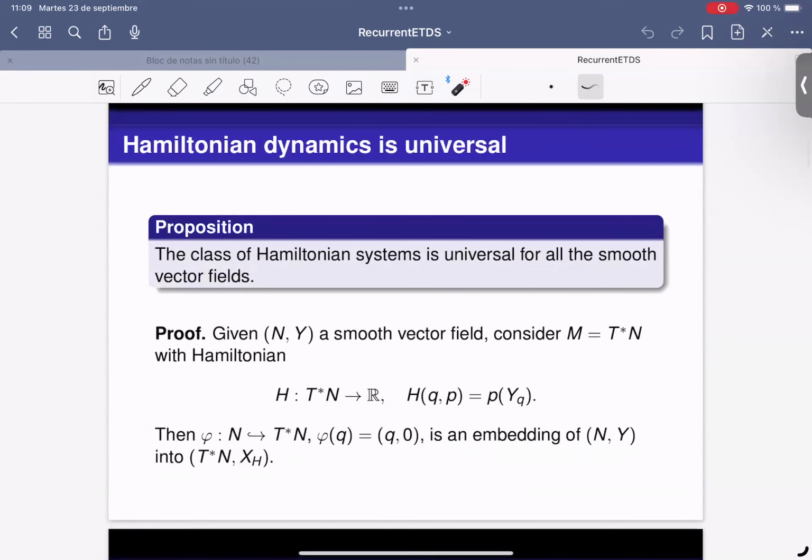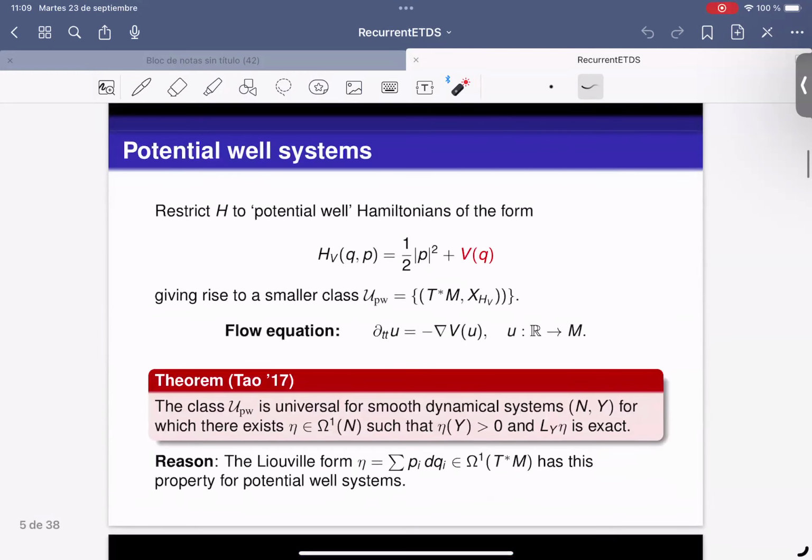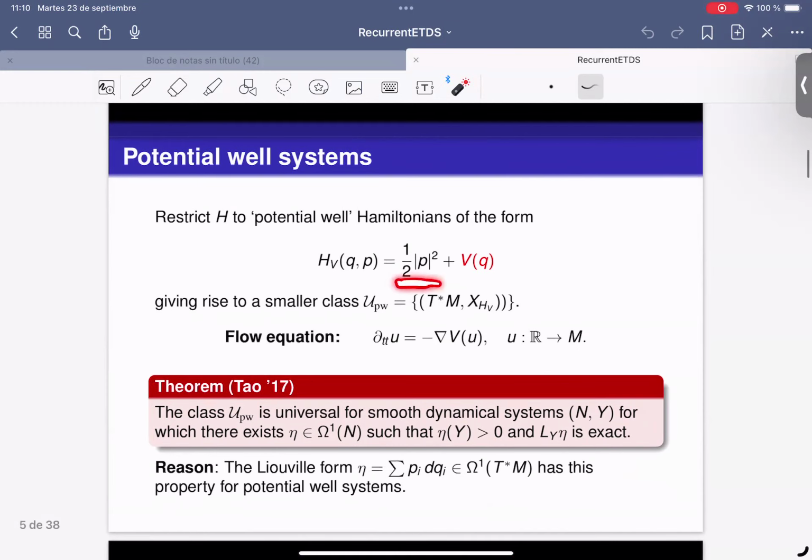Every smooth vector field can be represented as a Hamiltonian system. But obviously you can tell me, okay, but the Hamiltonian function you took in the previous example is quite artificial because it was handcrafted to represent the dynamics. What happens if I want to consider only Hamiltonian functions that have a physical meaning? And physical meaning means that they are like kinetic energy plus some potential energy.